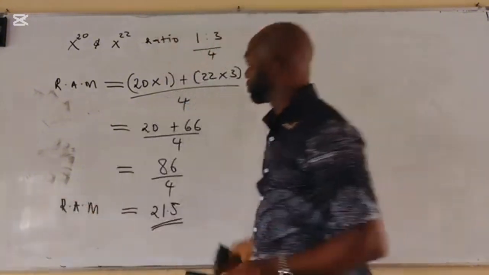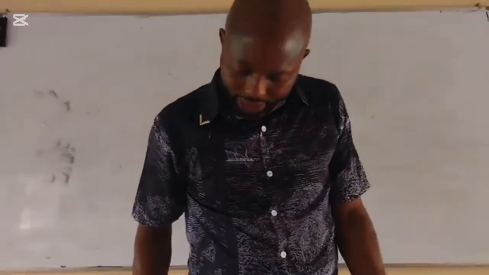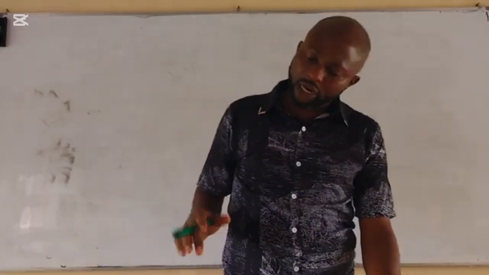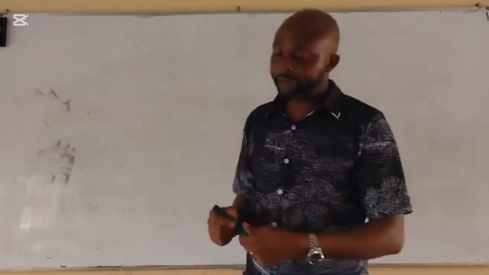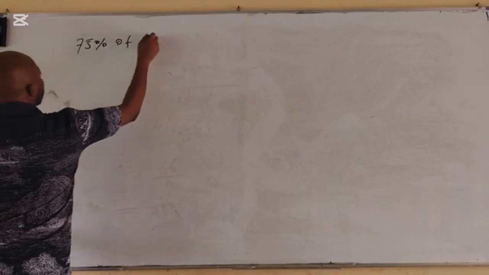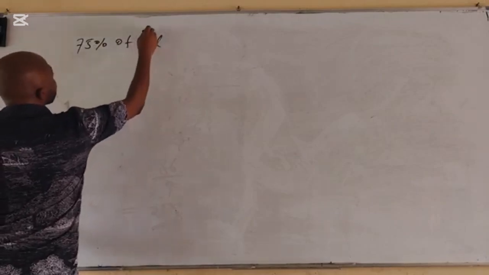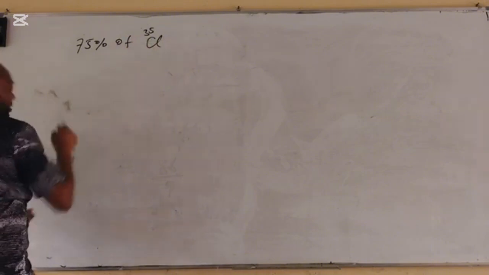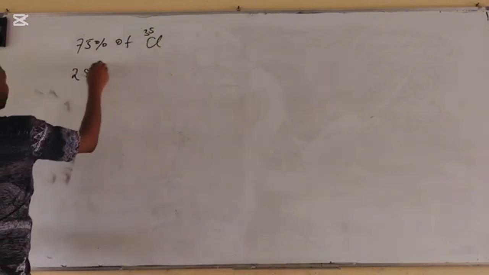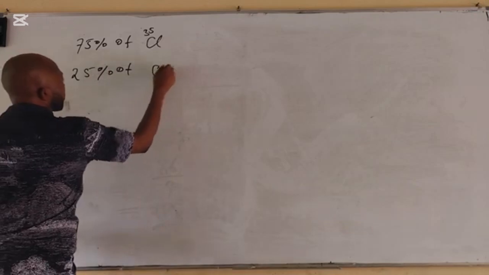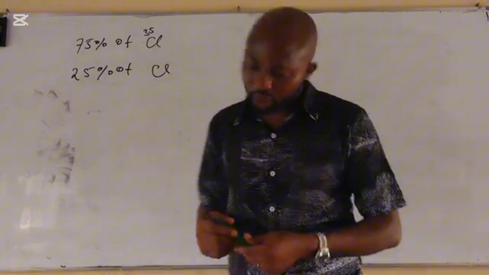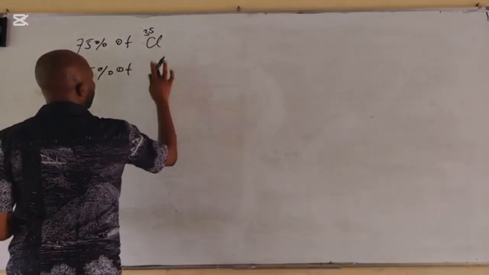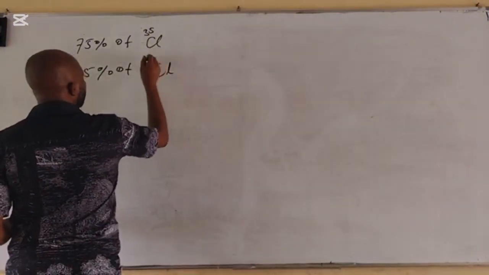Okay, let's take question number 2. In question number 2, we say naturally occurring chlorine atoms contain 75% of chlorine 35, and 25% of chlorine 37.